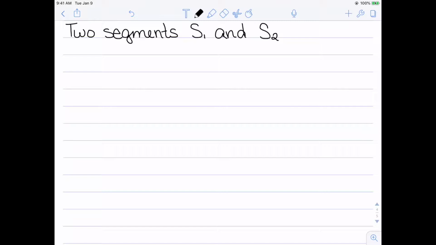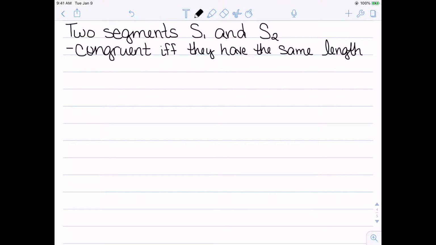Now let's start to define congruent. We're going to start with 2 line segments that we're going to call S1 and S2. These 2 segments are said to be congruent if and only if they have the same length. And this is how it's denoted. This symbol here means congruent. So we have 2 line segments that are the same length, therefore they are congruent.